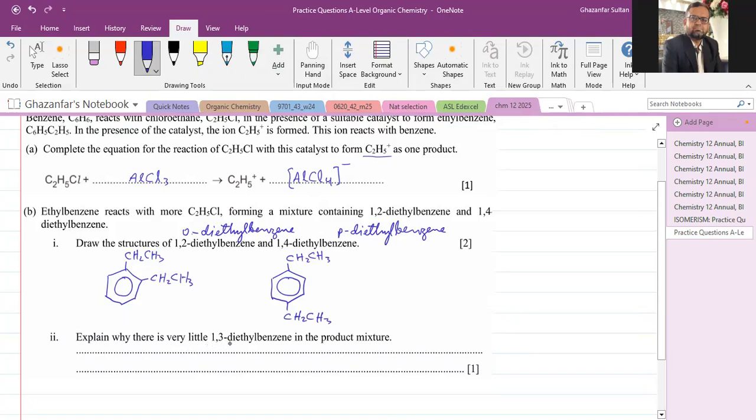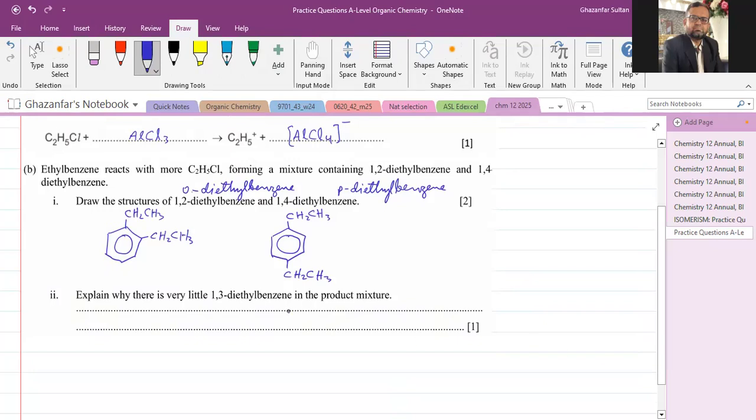Now, explain why there is very little 1,3-diethylbenzene. This 1,3 is usually known as meta-diethylbenzene in intermediate and general organic chemistry. But the IUPAC name is 1,3-diethylbenzene, and Cambridge uses only the IUPAC names for the ease of the student. Explain why there is very little 1,3-diethylbenzene.